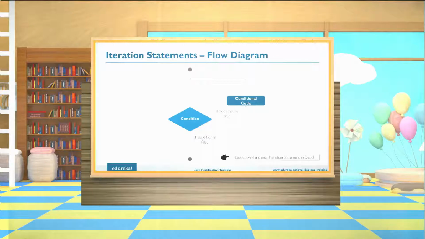If a condition is met, the code would be executed. Until the condition is true, the code would be executed, and once it is false, it would come out of the loop. So basically it's a looping statement. After every loop, the condition would be checked, and if the condition is true, it would loop again, and if not, then it would come out.